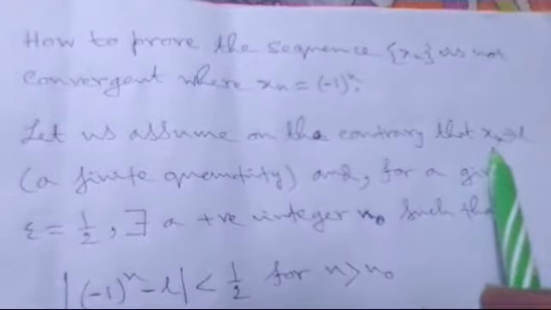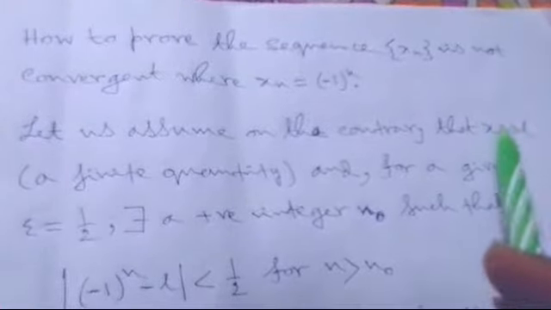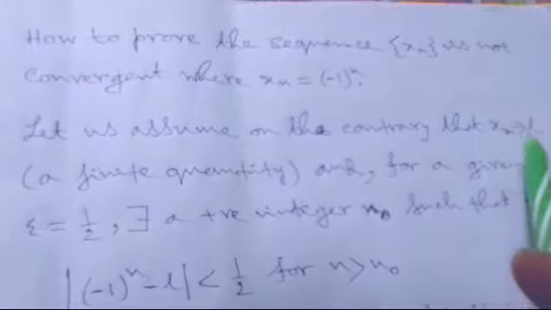So we are assuming the sequence xn is tending to L, that is, converging towards a limit point L. For a given epsilon, we assume it is a fixed, predefined small positive number, arbitrarily taken as half for the sake of our proof. Then there exists a positive integer n0 such that |(-1)^n - L| is less than half for n greater than n0.